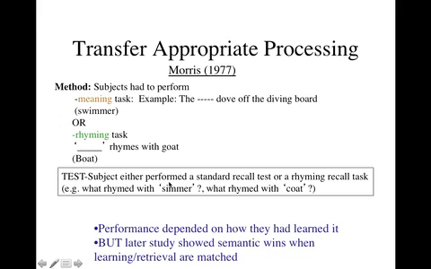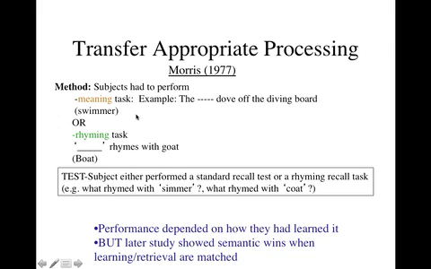However, what Morris did was during the test, he asked people to remember the words in different ways. Subjects had to either perform a standard recall task or they had to do a rhyming recall task. What rhymed with simmer? And what Morris found was that if the initial word had been encoded in terms of its sound, so the rhyming task, then if they had to remember it based on a rhyme, based on whether it rhymed with, say, simmer, they were better at it when they had encoded it in terms of the rhyming versus when they had encoded it in terms of the meaning.